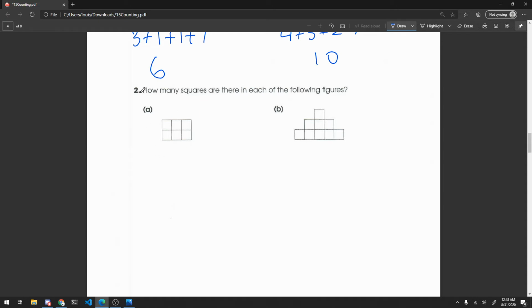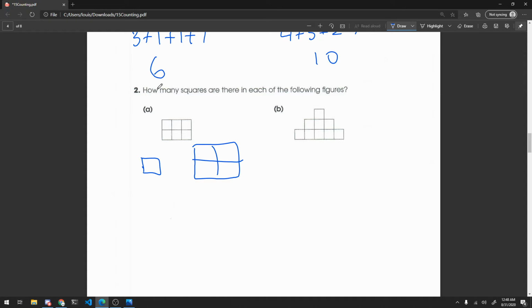So for squares, there are 2 types of squares in these images. One, there's a square that just has 1 little unit square. But there's also a 2 by 2 square. So for example, this right here is still a square, but it has 2 by 2 unit squares inside of it.